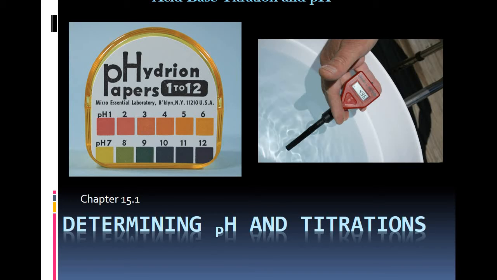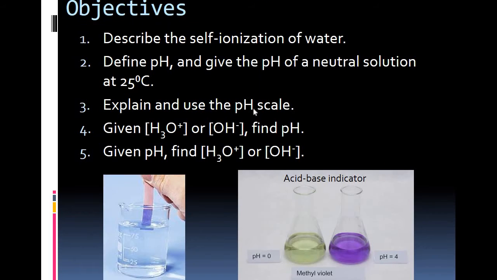Hey class, today we are going to move on from acid and base theories and acid-base reactions to determining pH and titrations. This is going to be chapter 15, section 1. We are going to do these objectives. We're going to describe the self-ionization of water, define pH and give the pH of a neutral solution at 25 degrees Celsius. We're going to explain the pH scale.